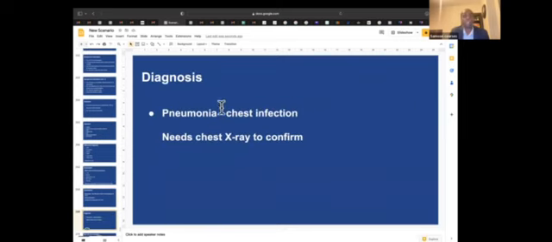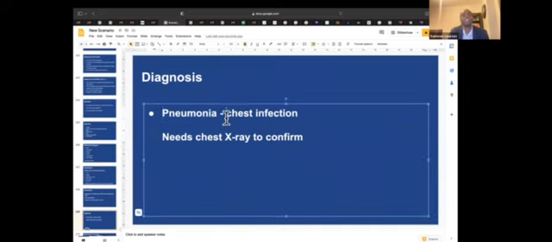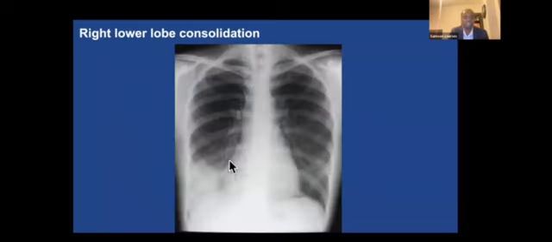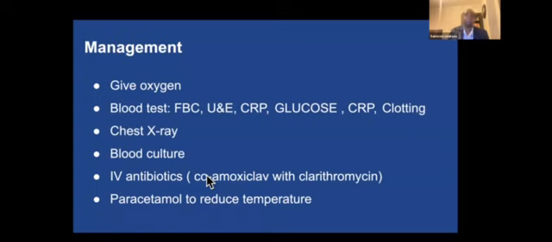Then you have to explain the diagnosis. He has got pneumonia. What is pneumonia? Pneumonia simply means chest infection, but we need a chest X-ray to confirm. Then they'll give you a chest X-ray, which shows lower lobe consolidation. You can see the diaphragm here, but here you cannot see the diaphragm. So there is consolidation in the right lower lobe. You explain to the patient that the chest X-ray has been done and it does confirm that he has a chest infection on the right side.